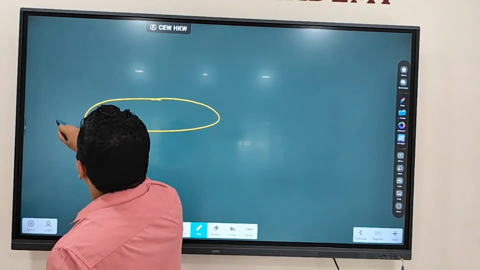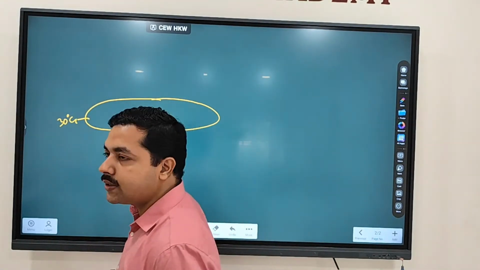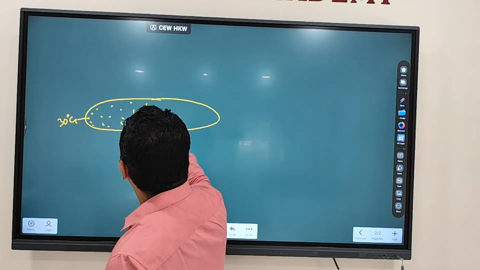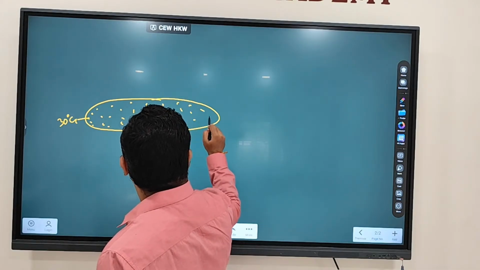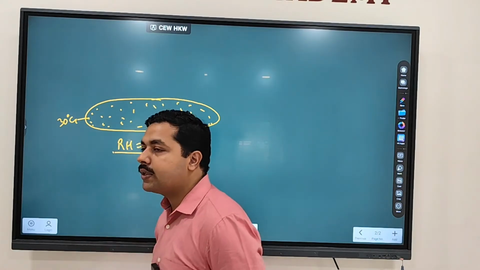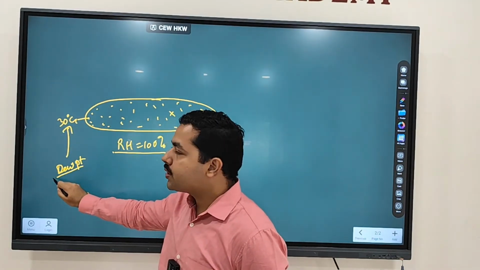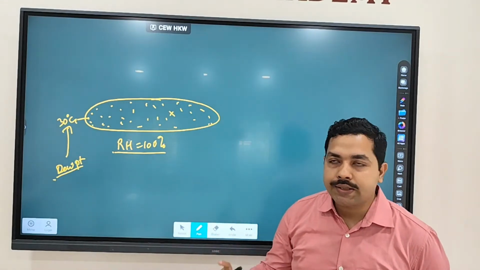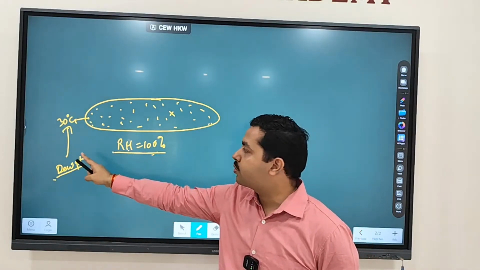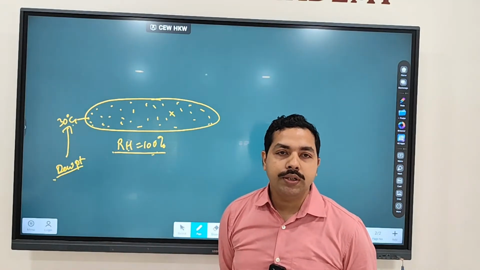Let's say the air temperature is 30 degrees Celsius. Now the air is holding moisture, and relative humidity is 100%. So this temperature is going to be called what? The dew point. At 30 degrees Celsius, the air is holding moisture and relative humidity is 100%. So the temperature at which air becomes saturated is going to be called the dew point.